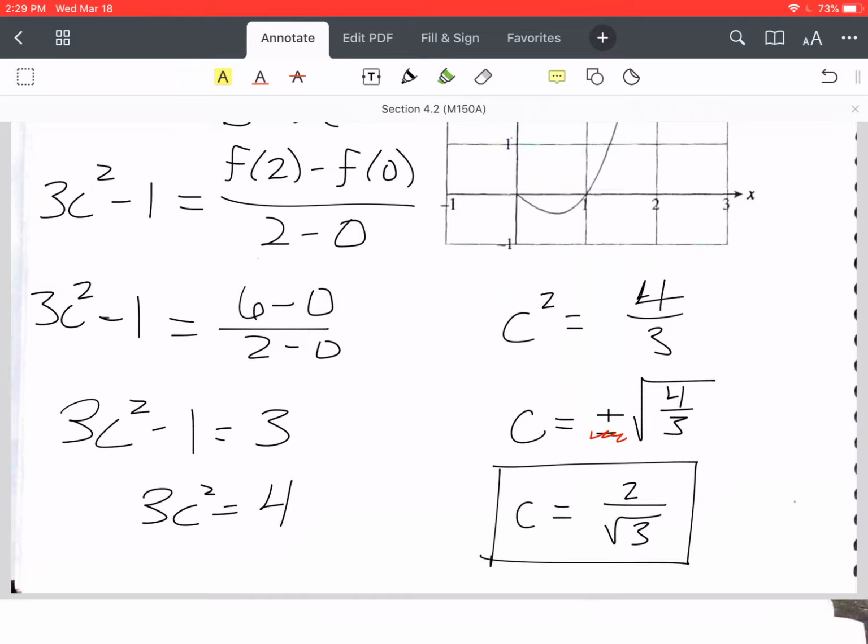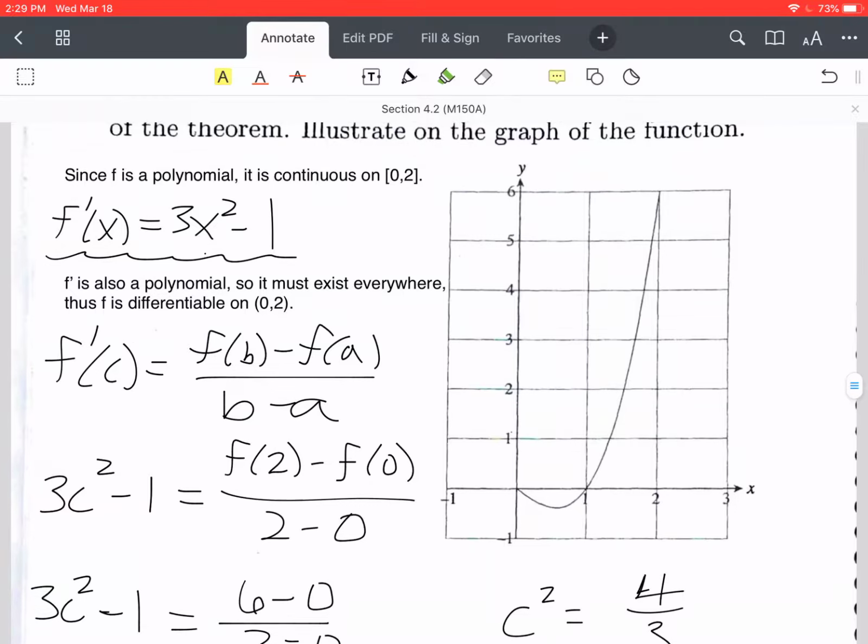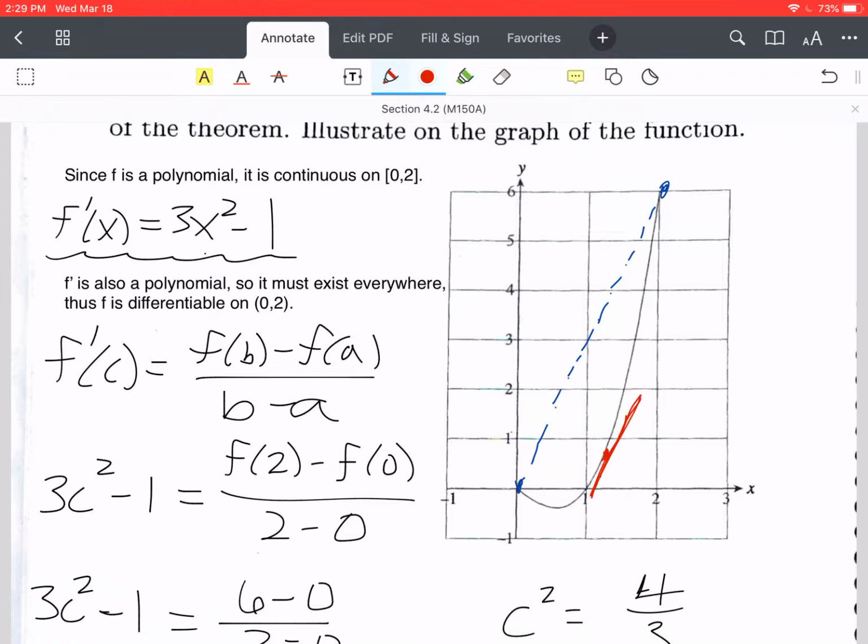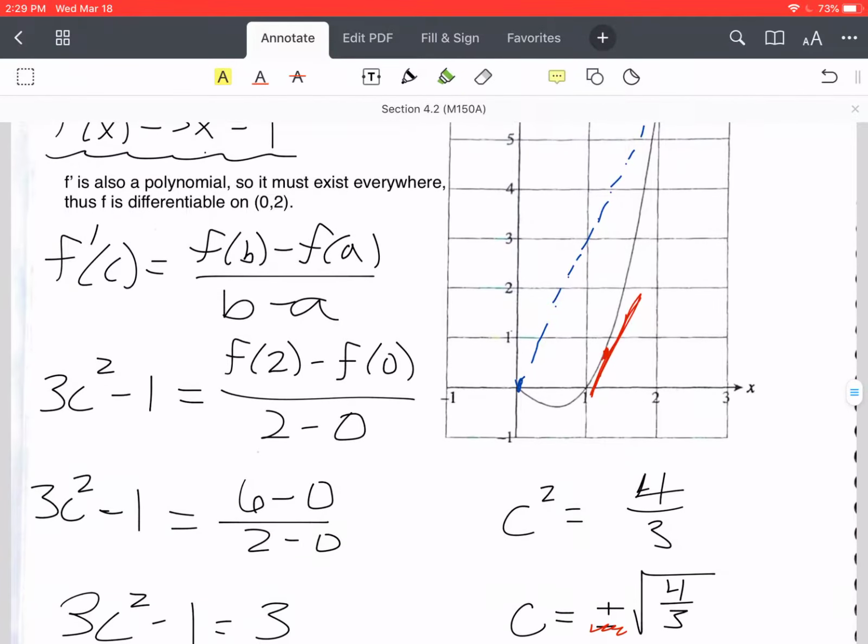change. Okay, so if we look at this on the graph, our average rate of change from 0 to 2, that's right here. That's our average rate of change. And then if we found the point at 2 over root 3, which is going to be somewhere in here, you would get a tangent that is parallel to that average rate of change. So that's what's happening here in this mean value theorem example.